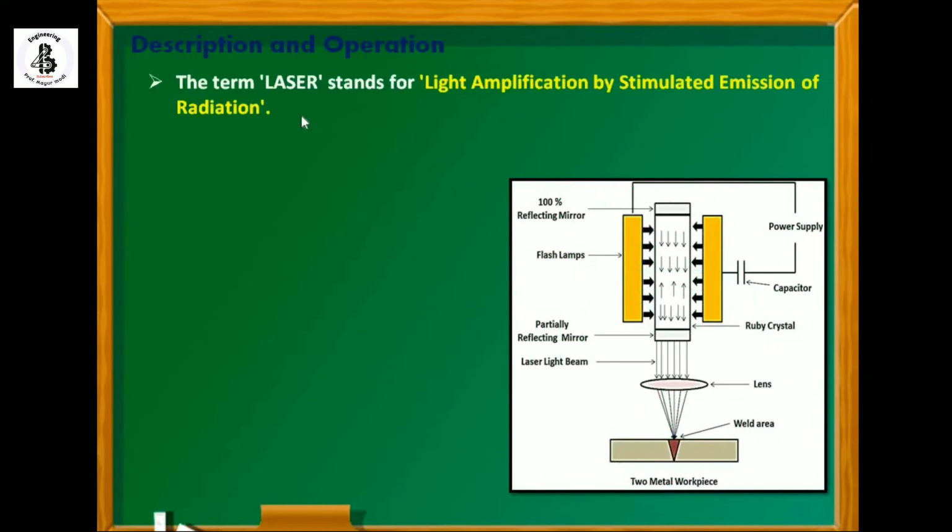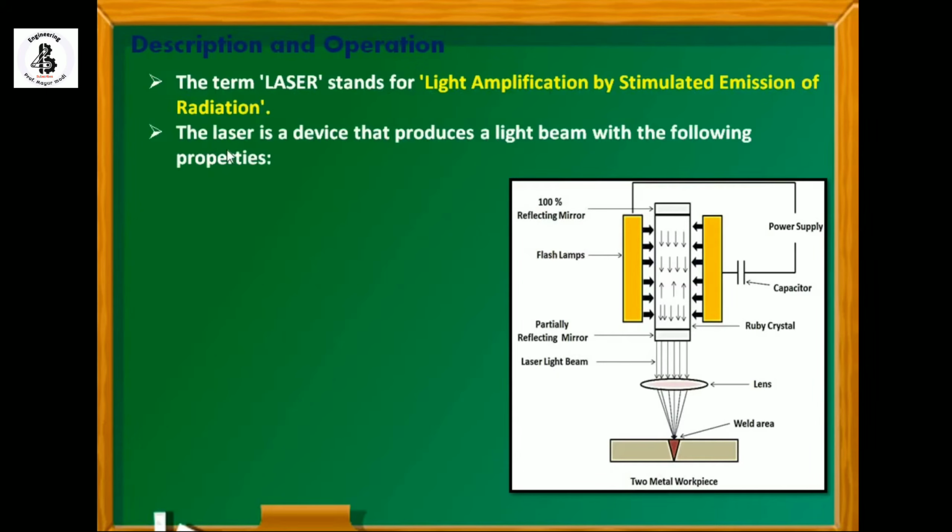Description and operations for this. The term laser stands for light amplification by stimulated emission of radiation. The laser is a device that produces a light beam with the following properties. This light source has some good properties. It is nearly monochromatic, or you can say it has a single wavelength, so it is easily focused onto the weld zone, or weld area.